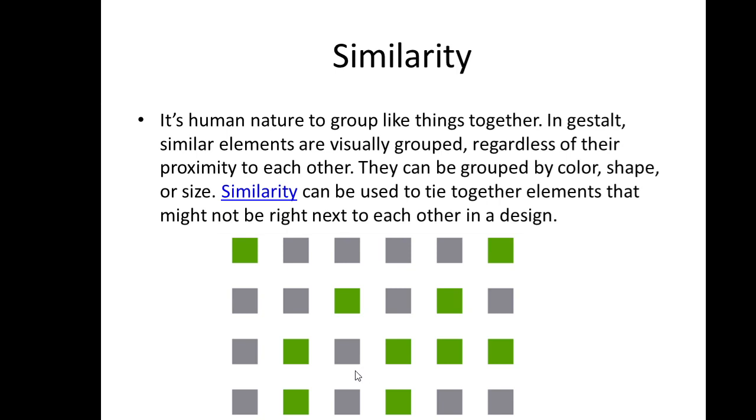So similarity. It's human nature to group like things together. In Gestalt, similar elements are visually grouped regardless of their proximity to each other. They can be grouped by color, shape, or size. Similarity can be used to tie together elements that might not be right next to each other in a design. So in this case, if we have this design, sometimes you could say that the green here can have similar functions.